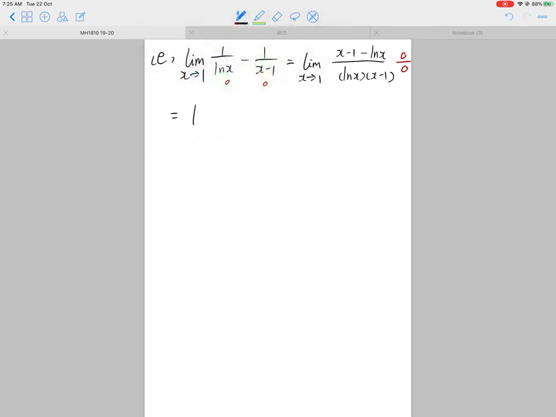So you can differentiate both sides. Okay, by L'Hopital's rule, you can differentiate both sides. The top will be 1 minus 1 over x. Okay, the bottom is this part's derivative, 1 over x times x minus 1, plus ln x times this part's derivative. Right. So now when you sub in, it's still 0 over 0. So you can use L'Hopital's rule again.